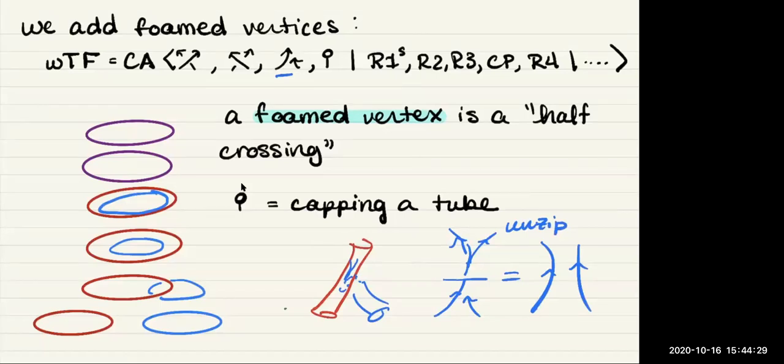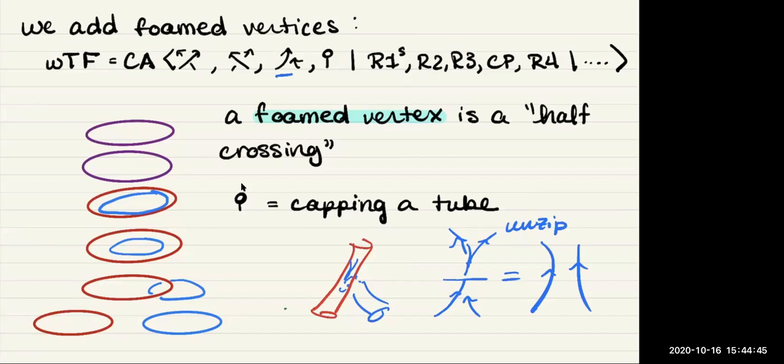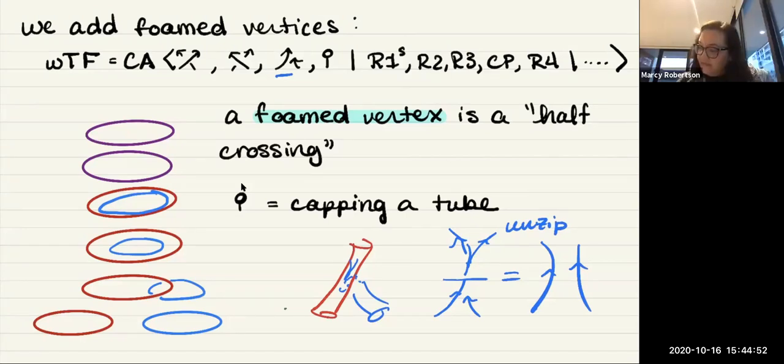And then I have the Reidemeister moves. This is the cap pull out, so that if I've capped a tube, I can get it out of the picture. I've really deleted the interesting part. That's the relation CP. And R4 is how the vertices interact with the crossings.